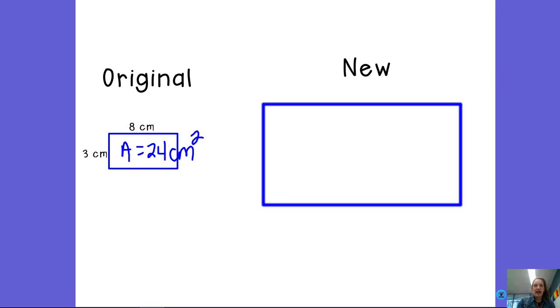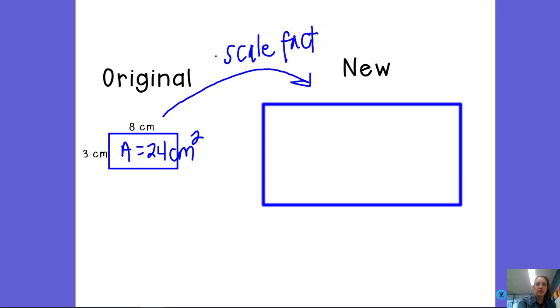So let's say I am going to take my original rectangle and I'm going to multiply the sides by 3. I'm going to multiply by what's called a scale factor. A scale factor. So I'm going to multiply all of my sides, in this case, by 3. My scale factor can be anything.